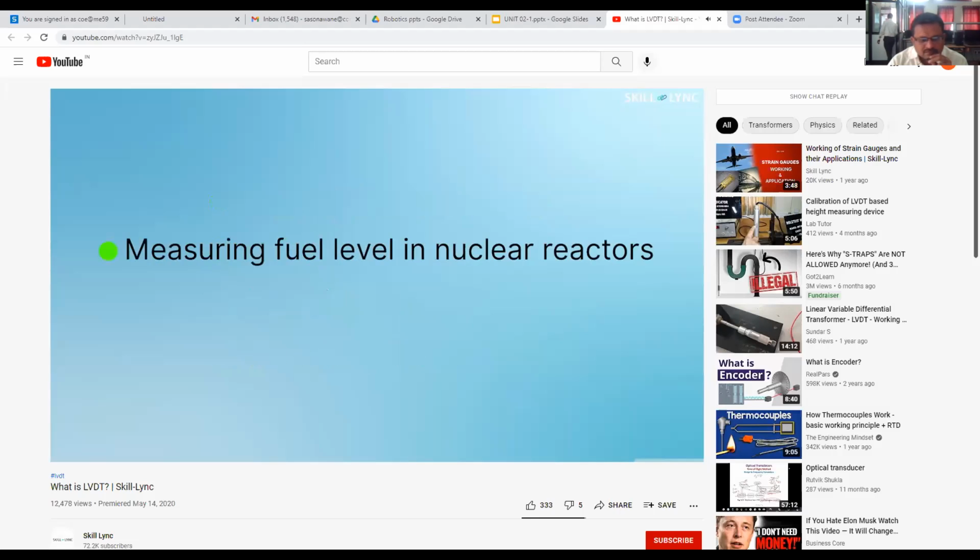LVDT, apart from aircraft, find their usage in measuring fuel levels and nuclear reactors. They are also used for weight-sensitive applications.